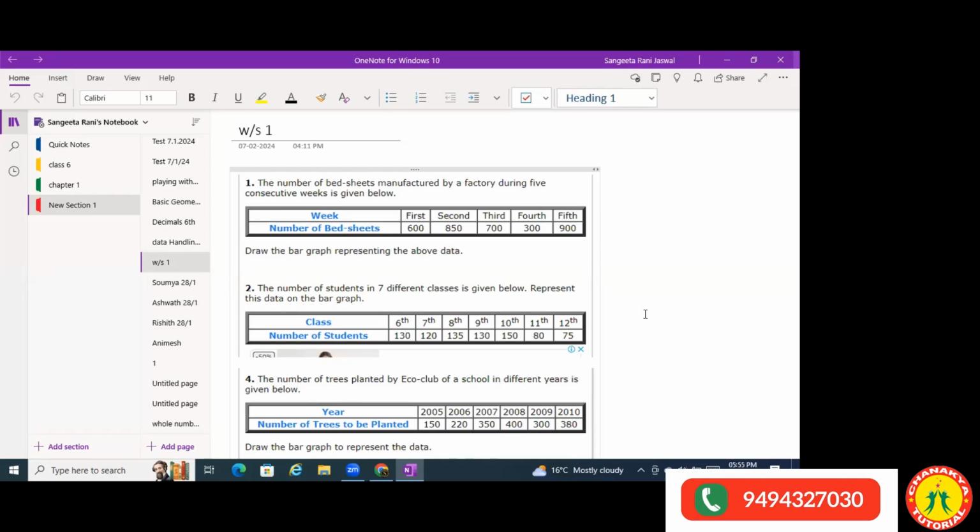Ma'am, like the scale you mean y and x, right? X-axis is the horizontal axis. Y-axis is the vertical one, the standing one.